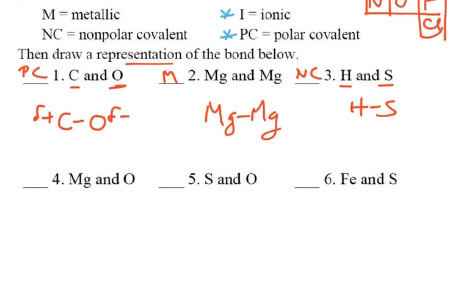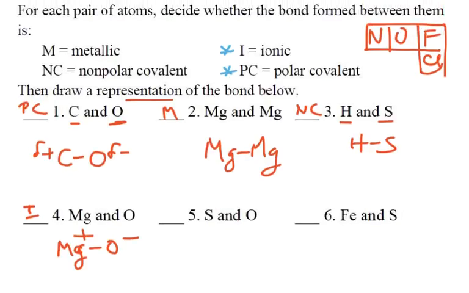Okay, then we have Mg and O. Here we have a metal and a nonmetal, so that's going to be ionic. And when we write our bonds, the oxygen, since it's the nonmetal, is going to become full negative, and this guy will be some kind of a positive. Now, we don't have to say +2 and -2, although it is. We just say it's plus and minus.